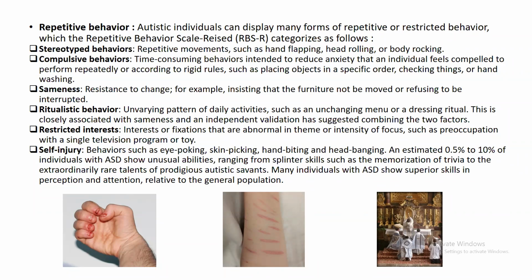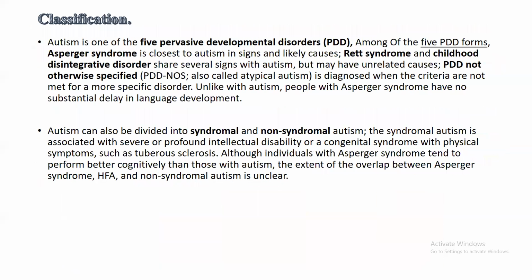An estimated 0.5% to 10% of individuals with ASD show unusual abilities, ranging from splinter skills such as the memorization of trivia to the extraordinarily rare talents of prodigious autistic savants. Many individuals with ASD show superior skills in perception and attention relative to the general population.